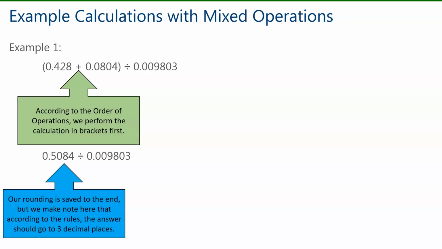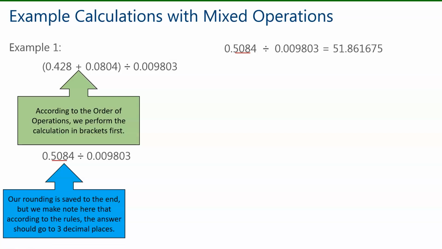You'll notice here I have 4, and that's because when we do calculations with mixed operations, we don't round till we get into the last step. We need to remember that even though I have 4 decimal places here, according to the rules, the answer should go to 3 decimal places. We're just saving our rounding to the end. So sometimes it's helpful, like I've done here, to underline it to help you to remember that. Now we'll perform our last operation, which is to divide, and when we put this into our calculator, we get 51.861675.